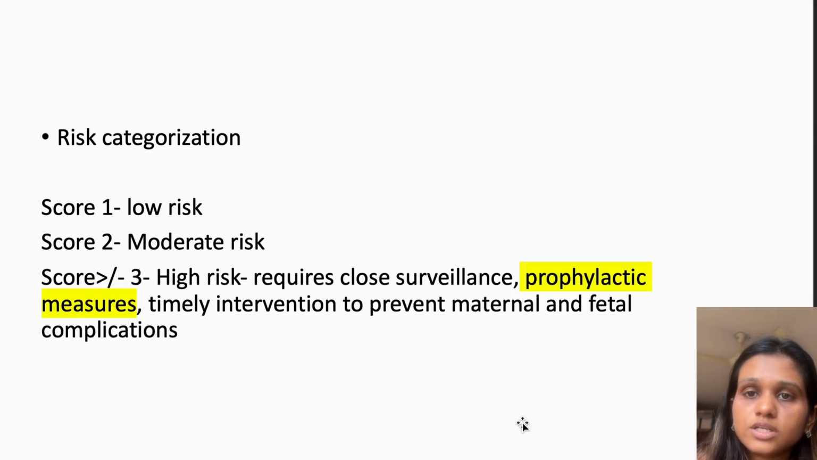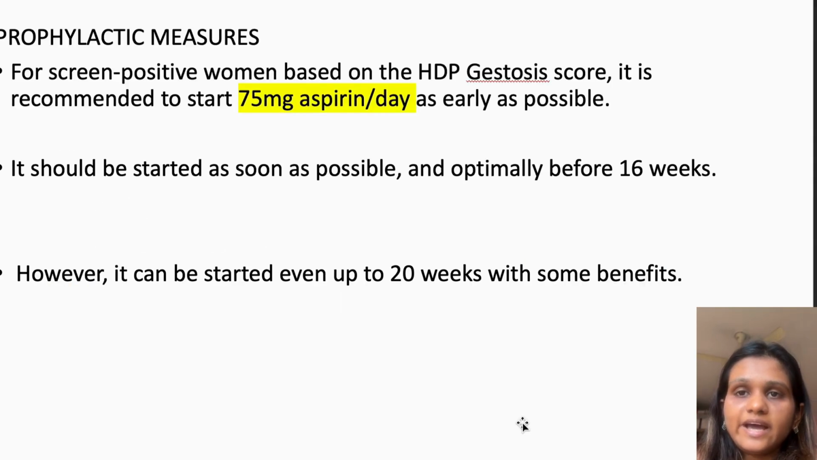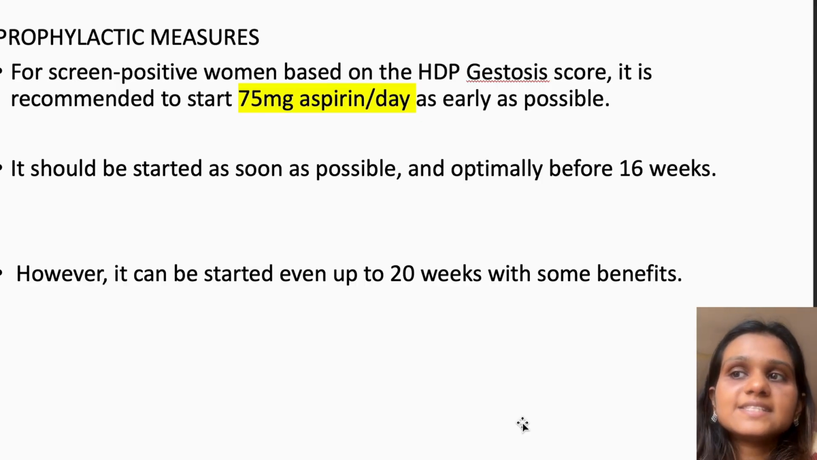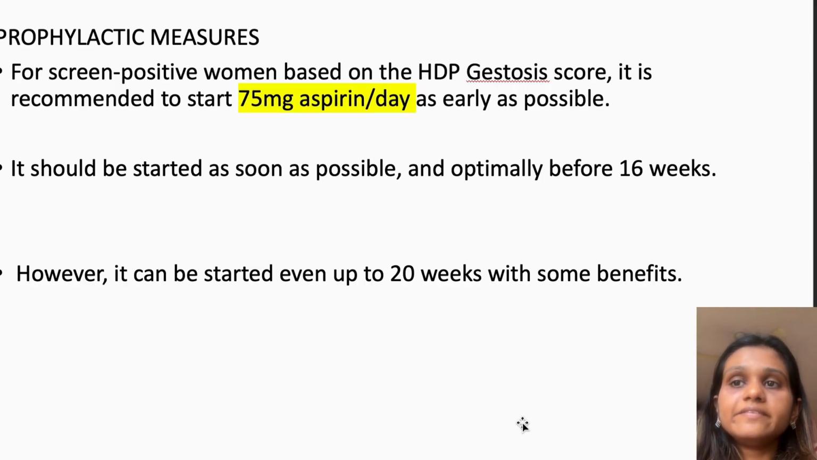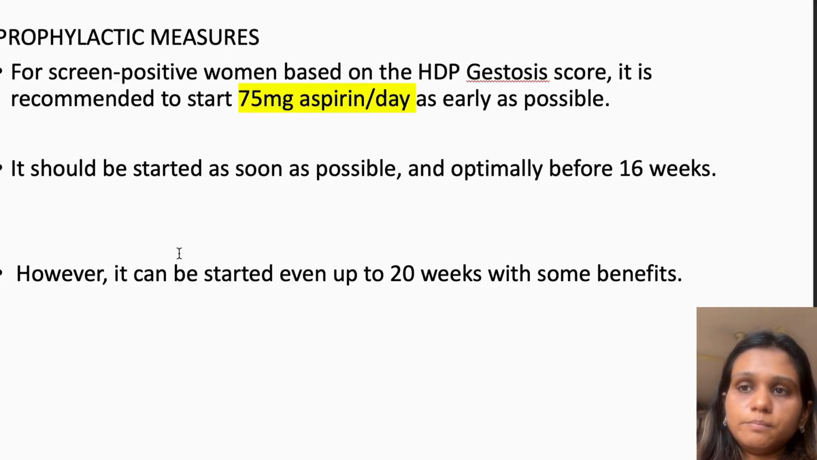So what are the prophylactic measures? Screen positive women based on the HDP score are recommended to start 75 milligram of aspirin per day as early as possible. It's not 81, it's not 150, it is 75 milligram aspirin per day. It should be started as soon as possible and optimally before 16 weeks. So best is as soon as possible, next best is before 16 weeks, and it can also be started up to 20 weeks with some clinical benefits.